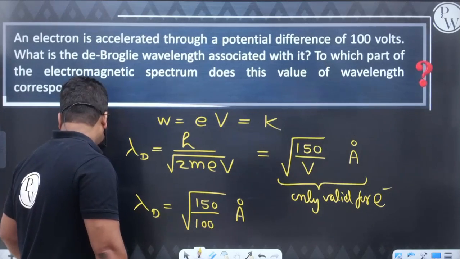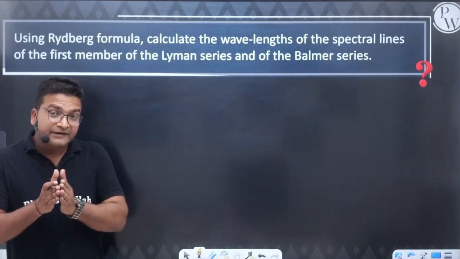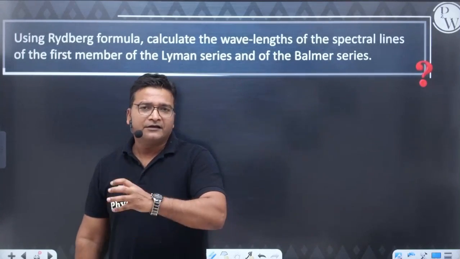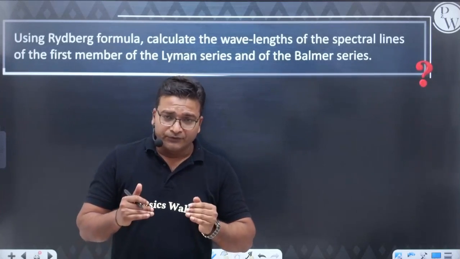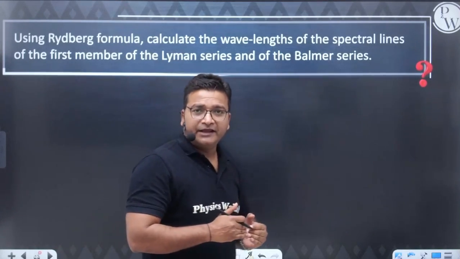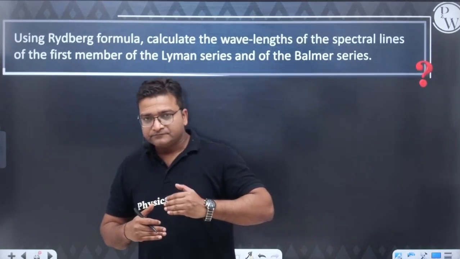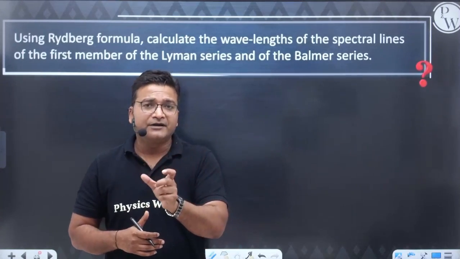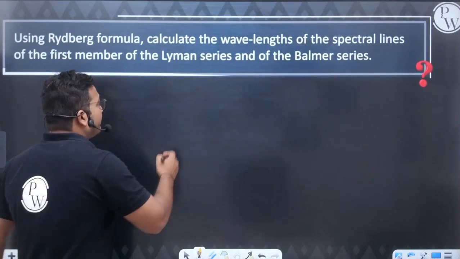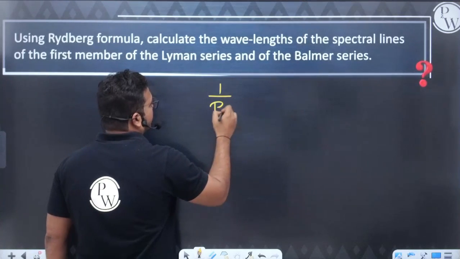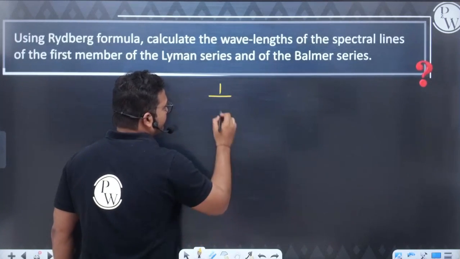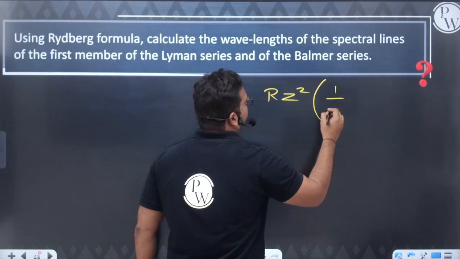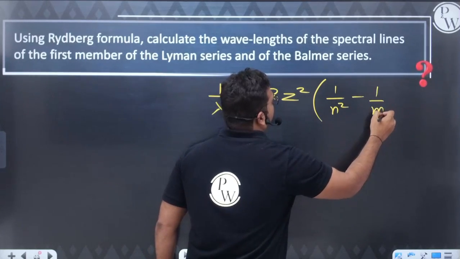So let's move further. Now this is again a very important question. Whenever they ask you some questions in atomic structure, the first thought that comes to mind is the Rydberg formula. So whenever they say find the wavelength of any spectral line, whether it is of Lyman line or Balmer line, always use the Rydberg formula, and the Rydberg formula is 1 upon lambda equals R Z square times 1 by n square minus 1 by m square.